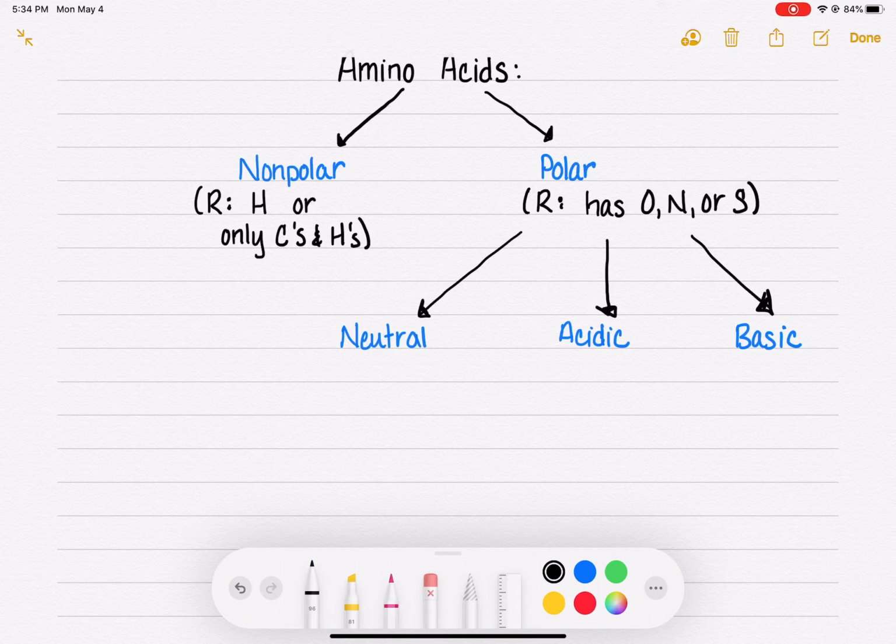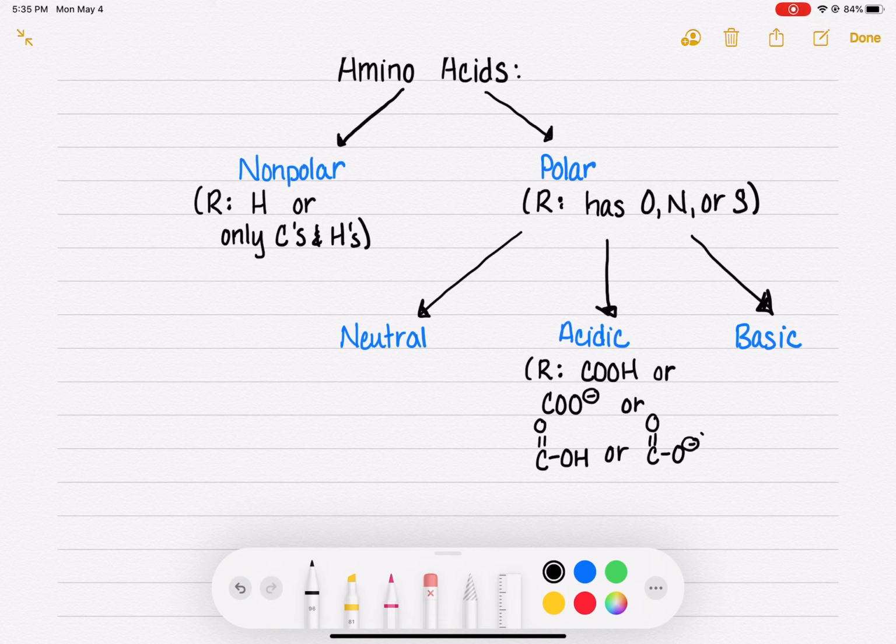Acidic polar amino acids have an R group with another carboxylic acid functional group. So the R group on an acidic amino acid is going to have, sometimes it might be written out in shortened notation COOH. It might be written out with a charge on it, so it could be COO minus. It could be written out in long expanded notation, so there would be the COOH, or the COO minus in expanded notation would look like that. So you could see any one of those forms.